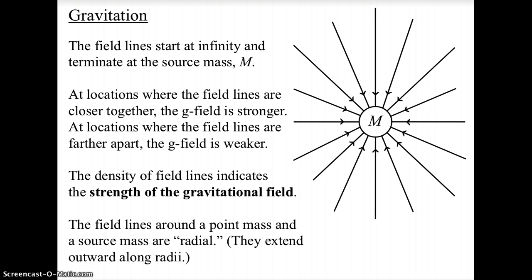Now, if we look at this picture, we notice that all of those field lines extend out along radii starting at the center of my source mass. So you imagine here, right here where my mouse is, the center of the source mass, and then these field lines extend out along radii. And the way we describe this in physics is we say that the field lines around a point mass, a source mass, are radial.